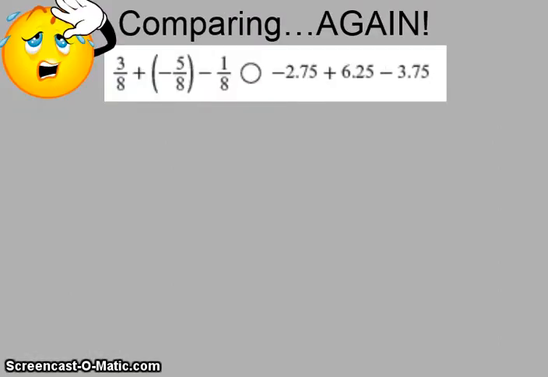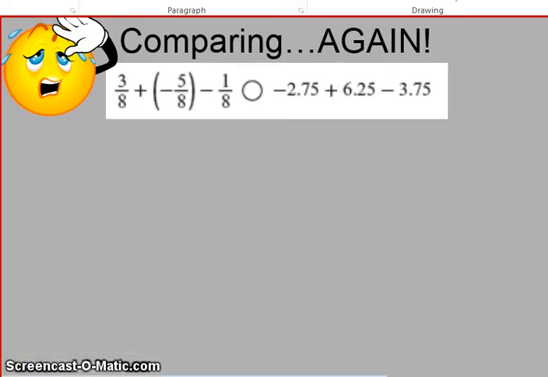Here we have two expressions that we want to compare. Now, it's usually easiest to compare when we have both fractions or both decimals. So we'll turn those into both fractions or both decimals at the end. But before we can compare them, we have to simplify them. So we'll start with the left side.